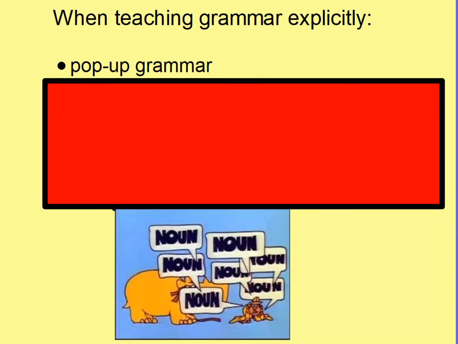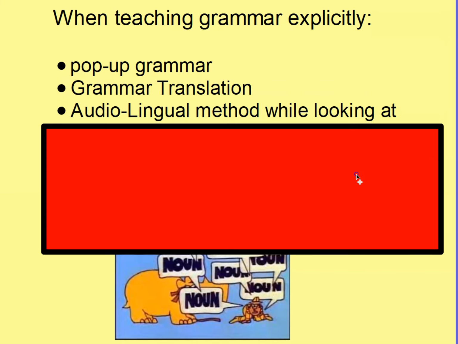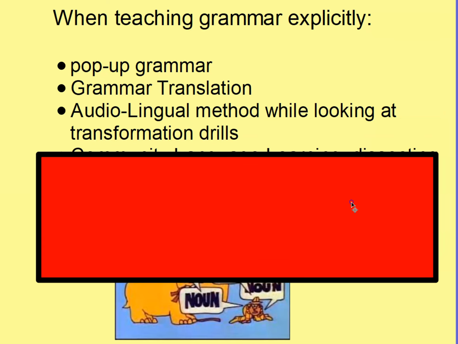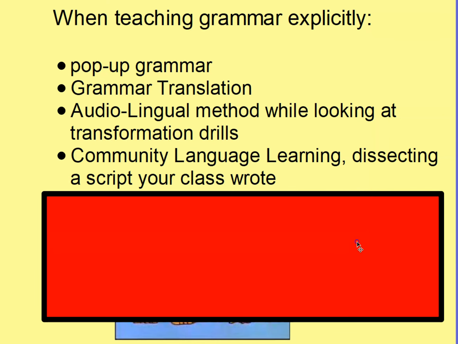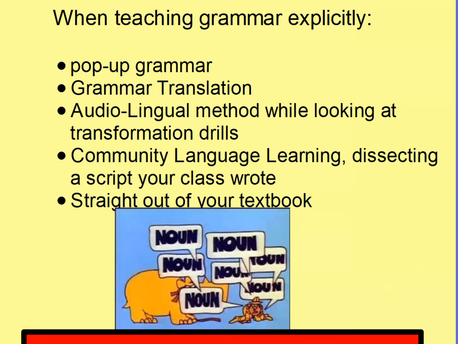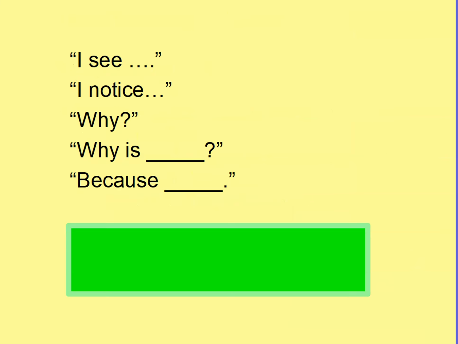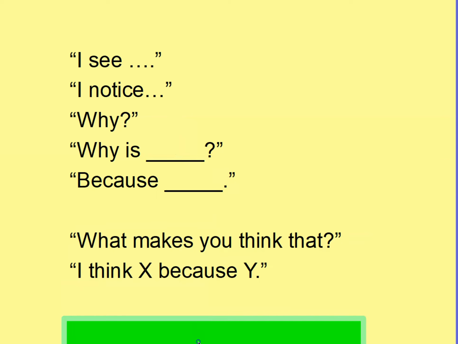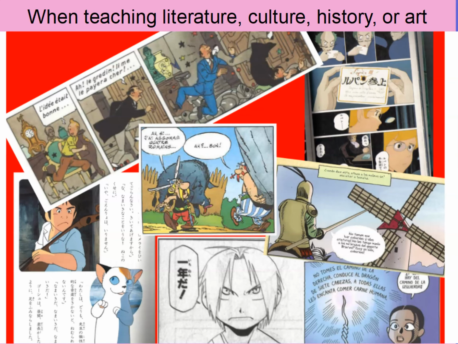There's no prep. If you're working on grammar explicitly, which means you've got a pop-up grammar lesson, you're doing the grammar translation method, you're doing audio-lingual method, and you're looking at transformation drills, you're doing some community language learning, and you're dissecting a script your class wrote, or you're just working straight out of your textbook, then you definitely need sentence frames. But they're easy sentence frames, okay? The I see, I notice, why is blank, because, and when your students are advanced, what makes you think that? I think X because Y. Those are all good sentence frames to give your students.